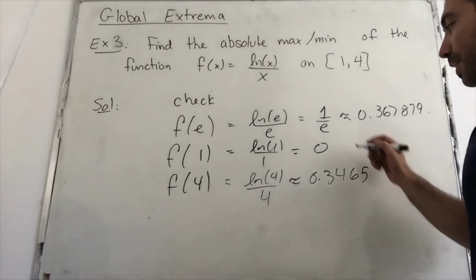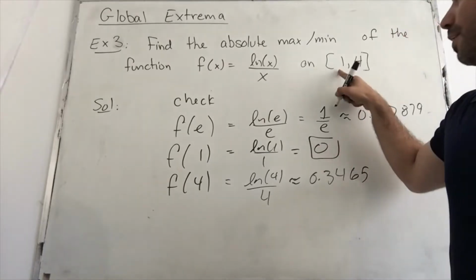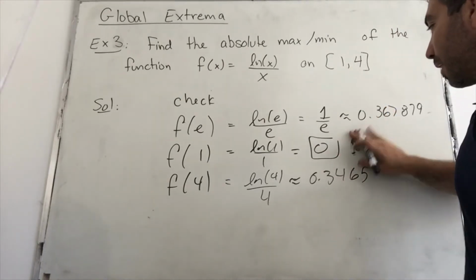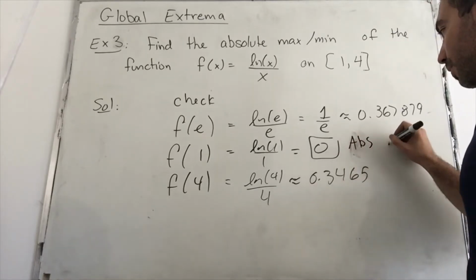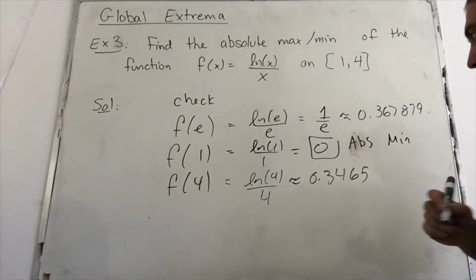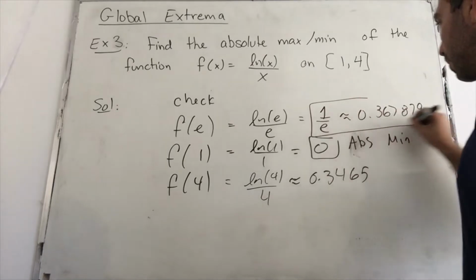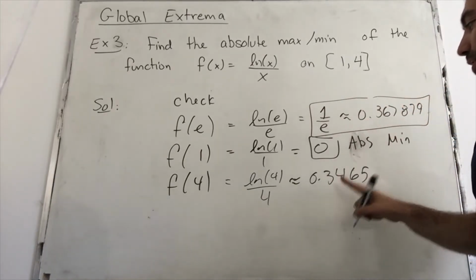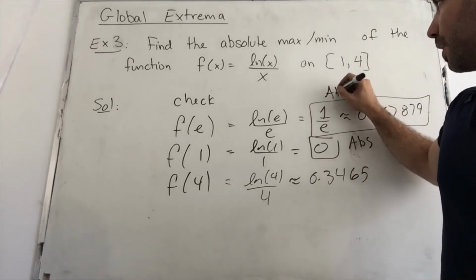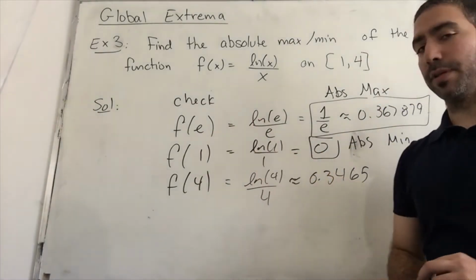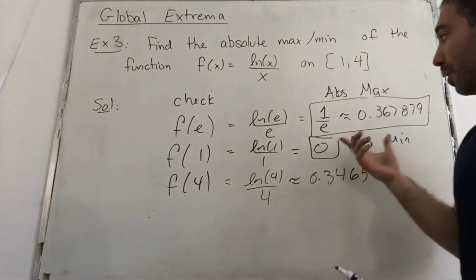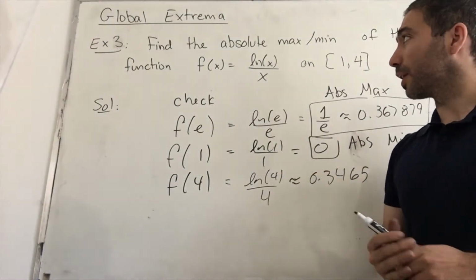Okay, so from this we see that at 1, the first endpoint, we have our, not our local, an absolute min. This is our smallest value. And what's our largest? This one's larger. 0.36 exceeds 0.34, so we have our absolute max at e, our critical point. Okay. So if you got this, great job. If not, we'll keep practicing.